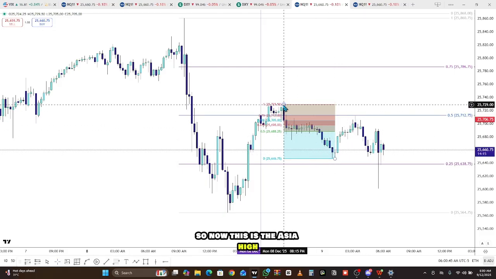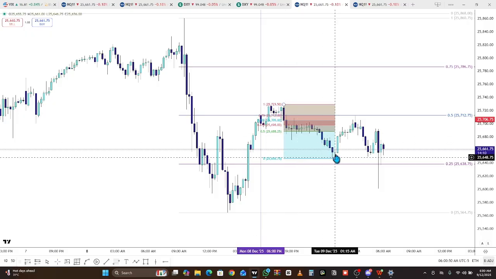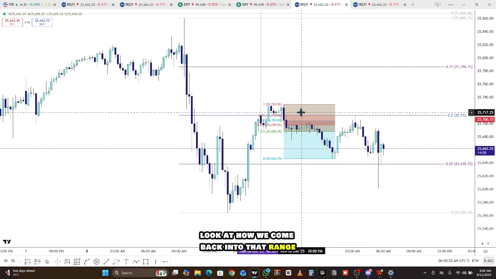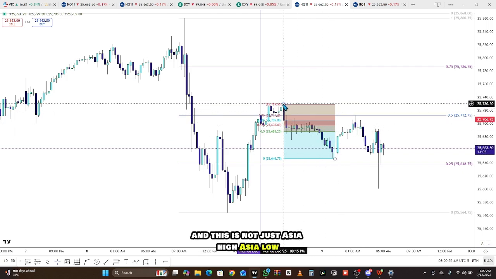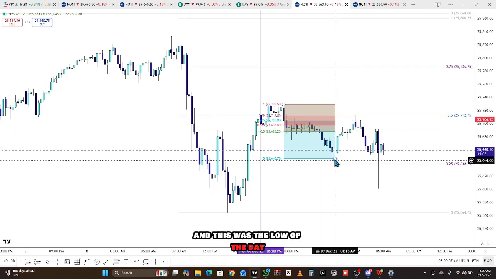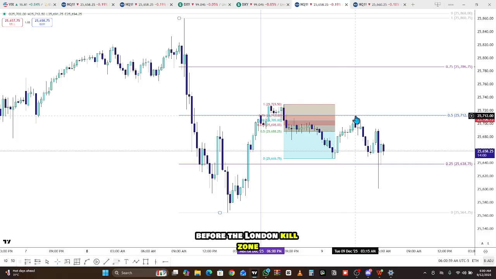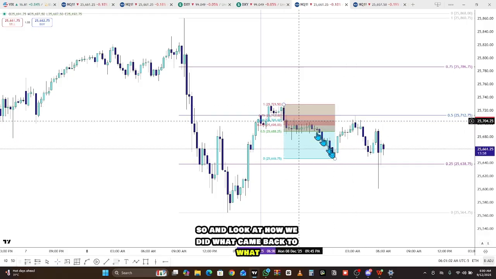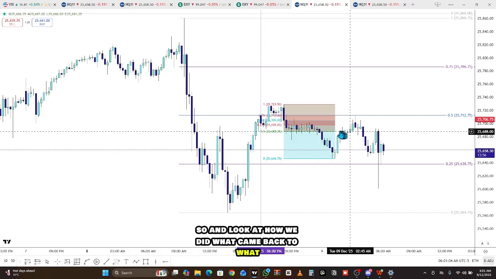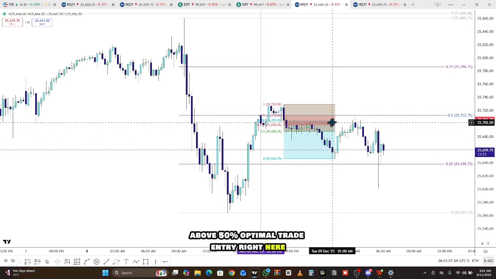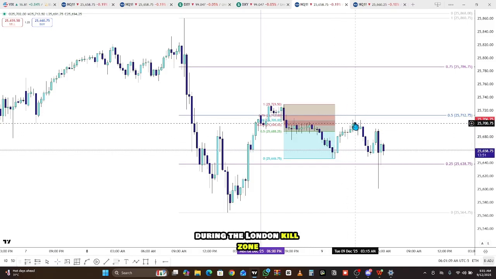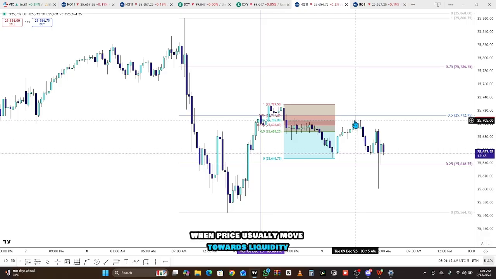So now, this is the Asia high, this is the Asia low. Look at how we come back into that range. And this is not just Asia high, Asia low. This is the high of day, and this was the low of day before the London Q zone. Look at how we came back to above 50% optimal trade entry right here during the London Q zone. This is the optimal time when price usually moves towards liquidity. And look at how we delivered from there. Entry inside of this during the London Q zone.